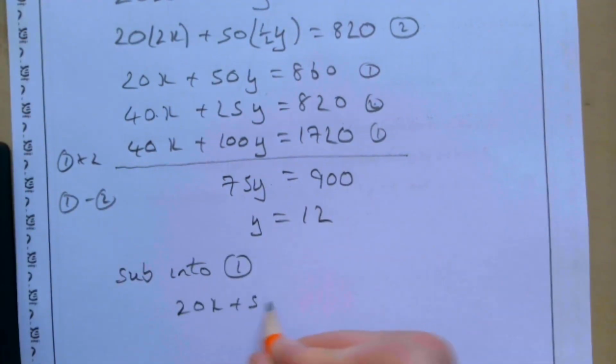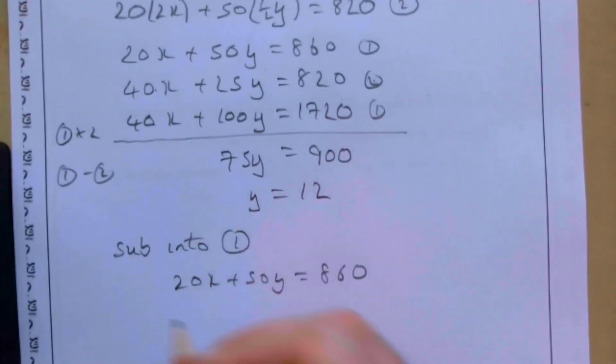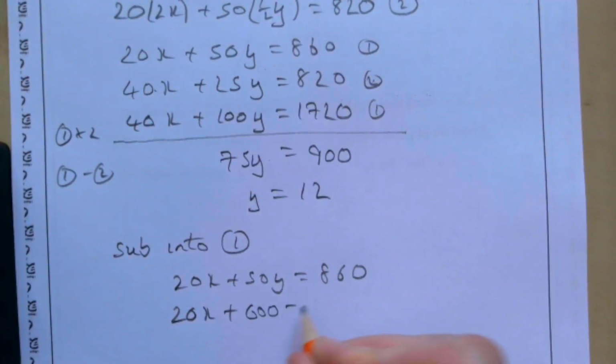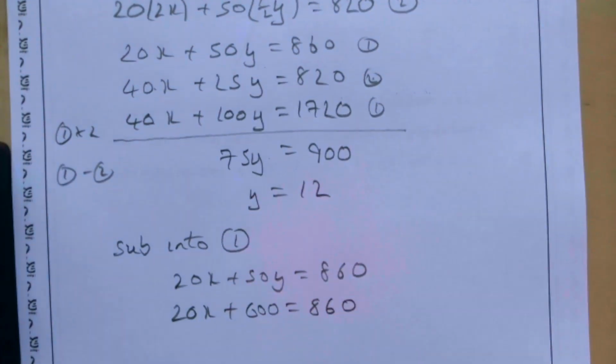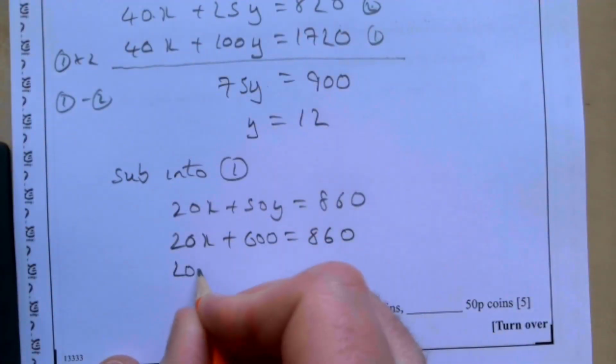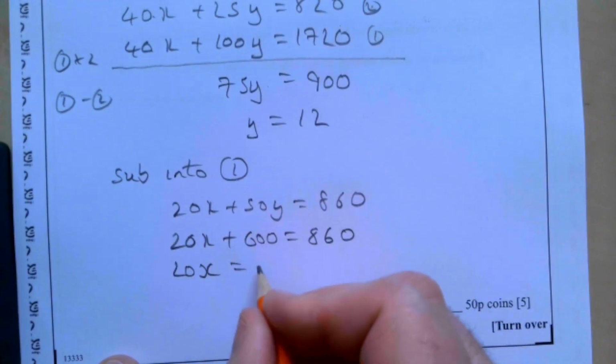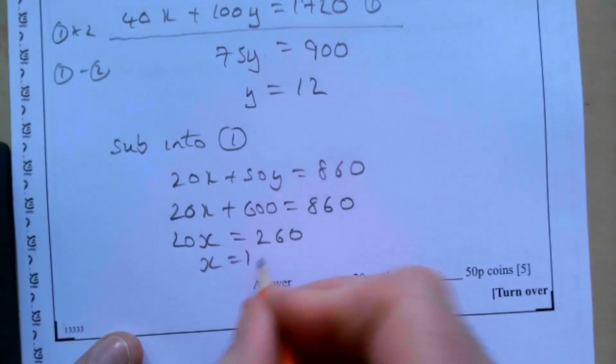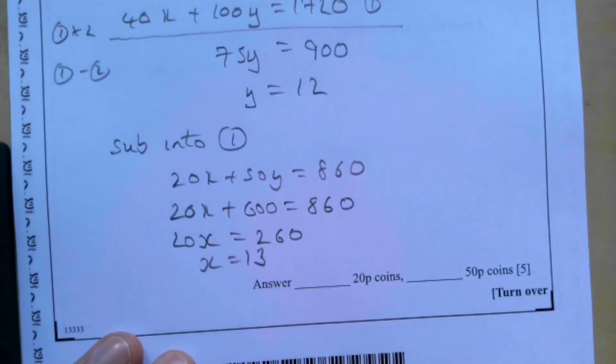20x plus 50y is 860. So it's 50 times 12. 5 12s are 60, so it's going to be 600. 600 plus 20x equals 860. That means 20x is going to be 260, and that means x then is 13.